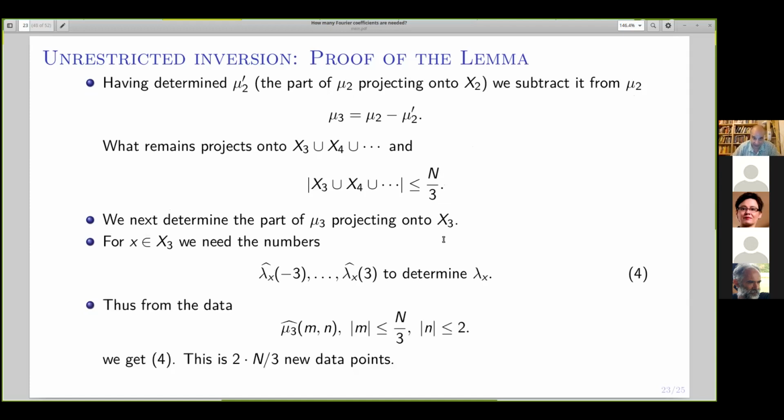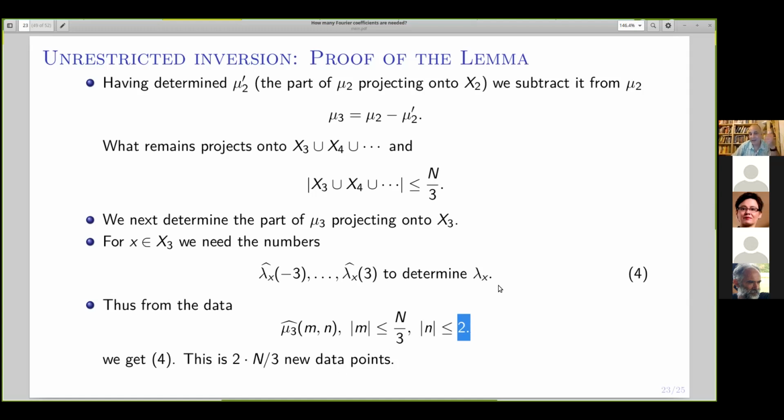Well, these numbers we get by looking at these. And again, most of these we already have. What we don't have is, okay, this should be 3 here. What we don't have is what comes for n equal to -3 and +3. How much is that? n over 3 for -3 and n over 3 for +3. That's, again, twice times n over 3.